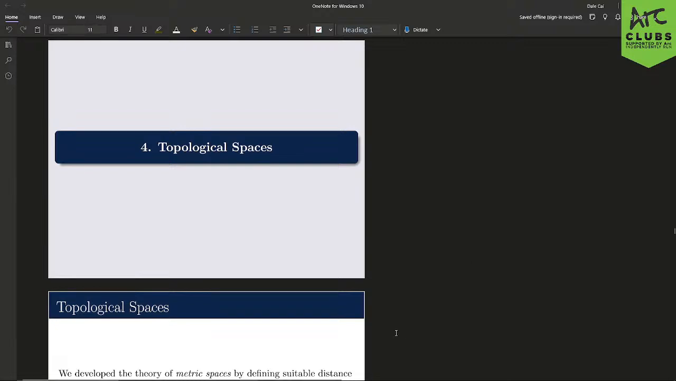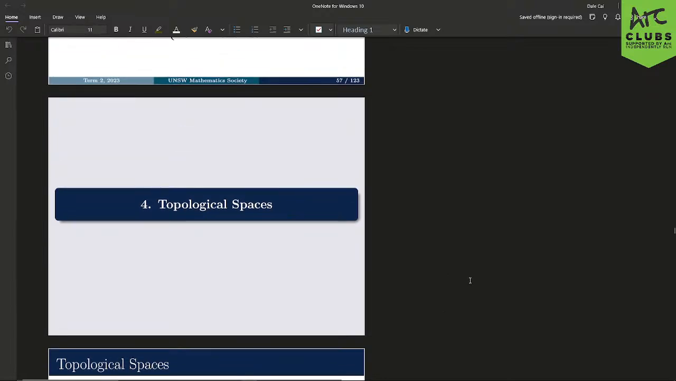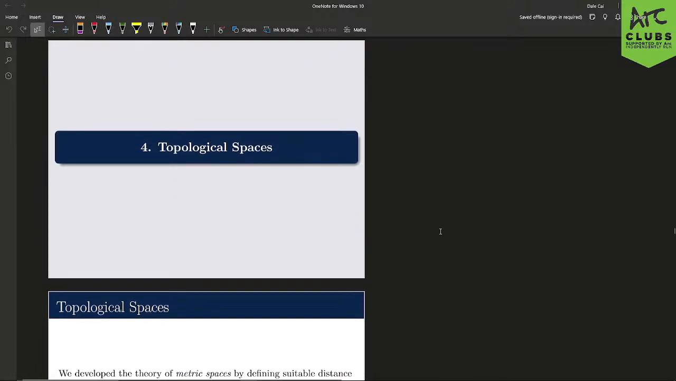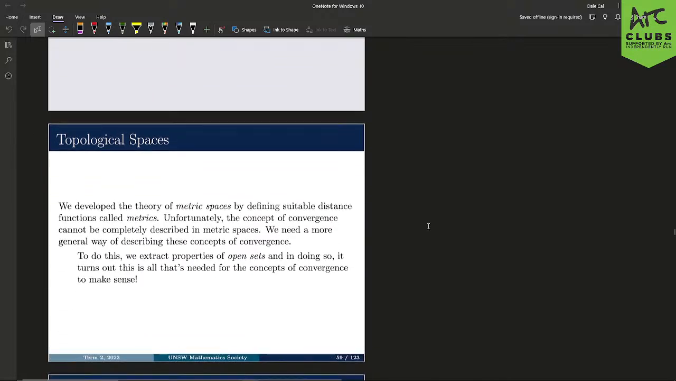Okay, welcome to part 4 of Math3611. Right now we're going to talk about topological spaces. Quite a big topic, so a lot to cover here.